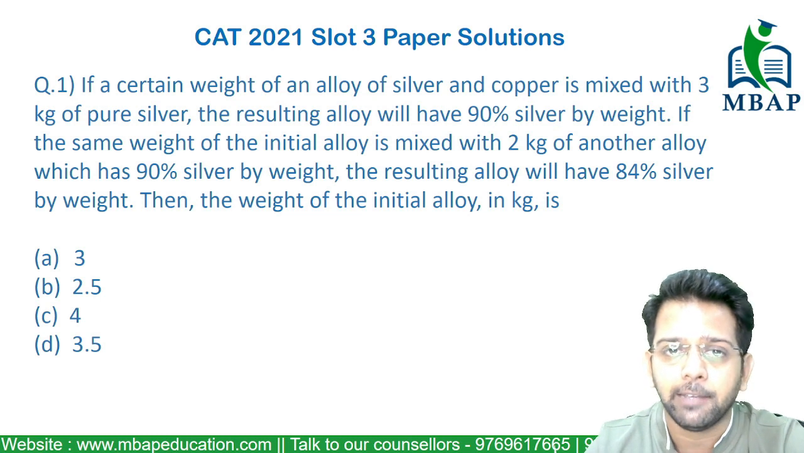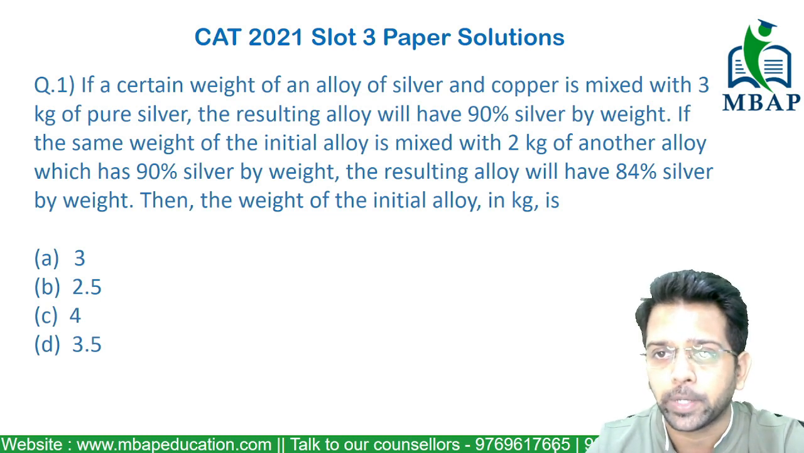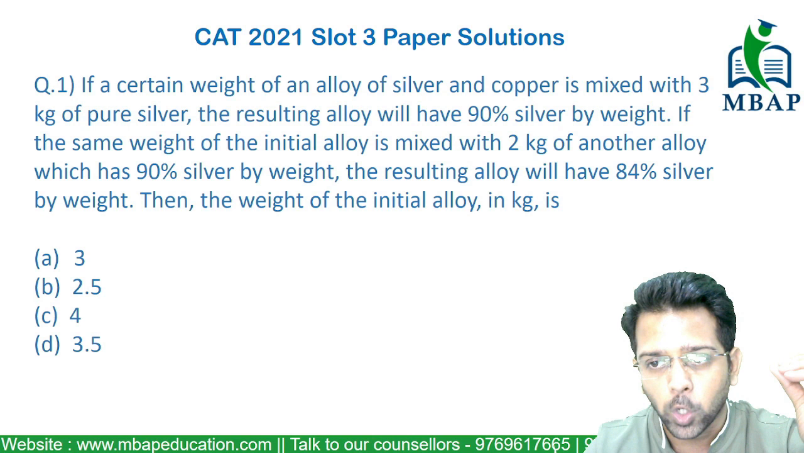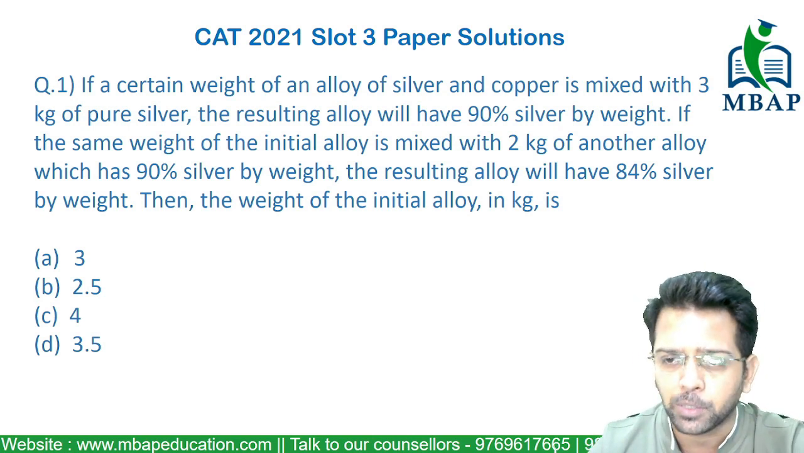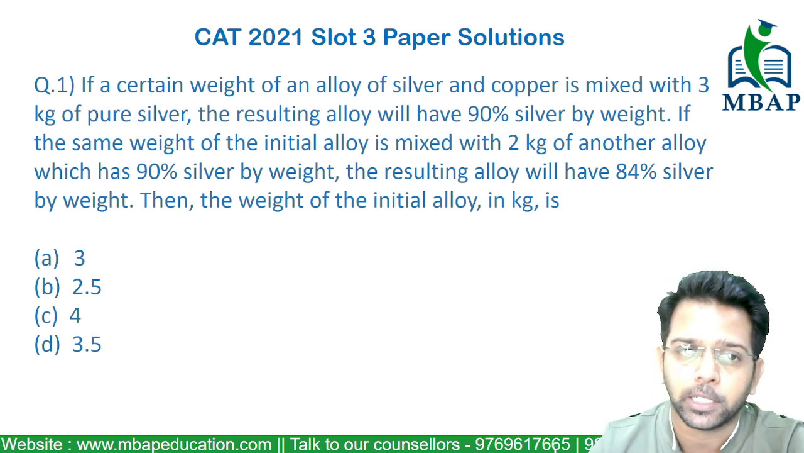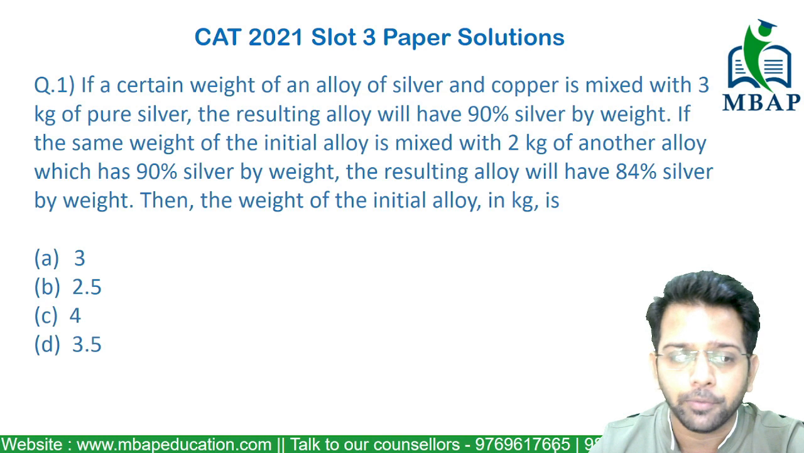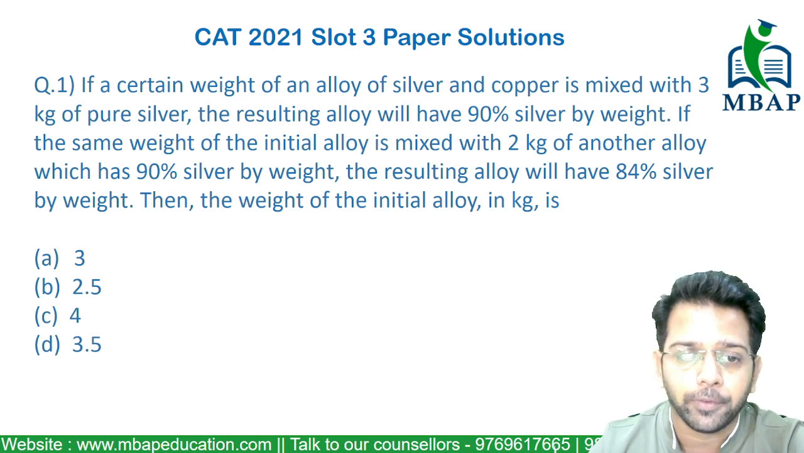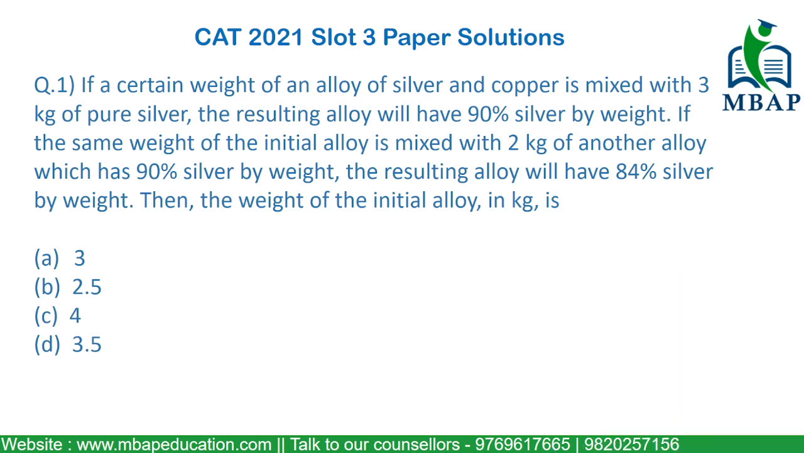However, if the same weight of the initial alloy is mixed with 2 kg of another alloy which has 90% silver by weight, which is 1.8 kg, then the resulting alloy will come down to a level of 84% silver by weight. And the question for you is, what is the weight of the initial alloy? I repeat, what is the weight of the initial alloy?